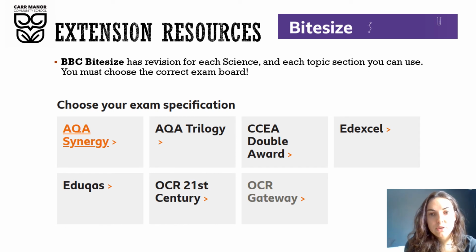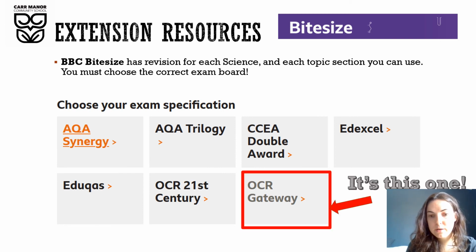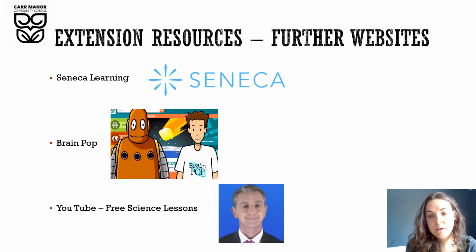Other resources you can use: BBC Bitesize, but it's really important that you use the correct exam board, okay? So we are OCR Gateway, it's this one at the bottom corner, okay? So when you go onto BBC Bitesize, click Combined Science, not the individual sciences, so look for Combined Science, and then we are OCR Gateway. This is laid out then into the topics B1, B2, B3, C1, C2, C3, etc., as we've discussed in this lesson.